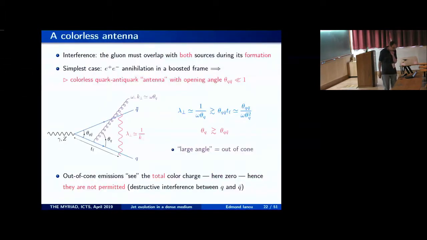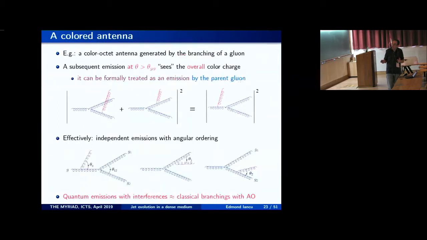Now, with this information in mind, let me return to the study of interferences. To study interferences, you need to have at least two sources, right? Interference refers to emission from two different sources. For instance, I showed you before this cartoon where these two sources were the two gluons created by a previous gluon emission, and I was looking at the second emission.